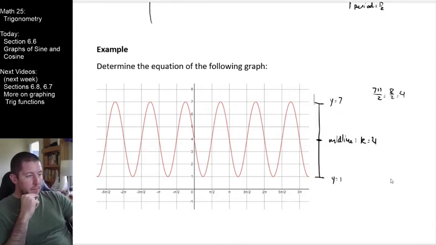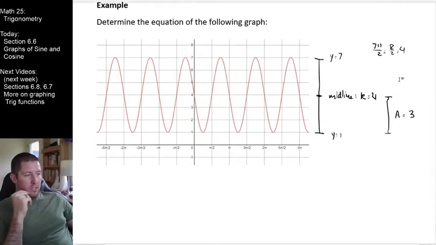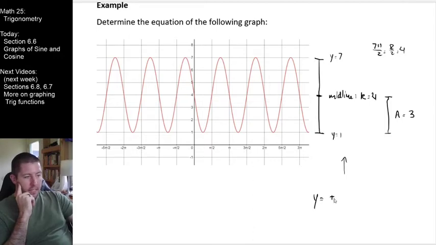I think that my amplitude here is the distance from the midline to the edges. My amplitude is 3. It should be the same on both sides. So what I've figured out so far is, I'm looking at y equals, and I haven't decided if it's positive or negative. I haven't decided if it's sine or cosine.